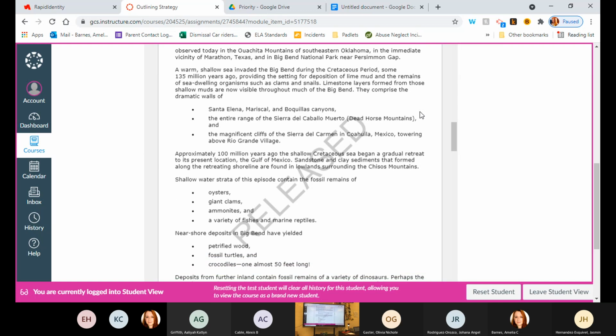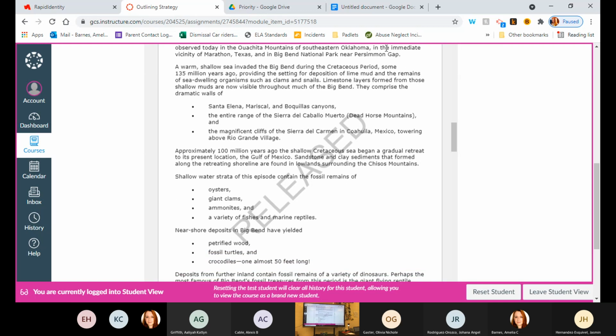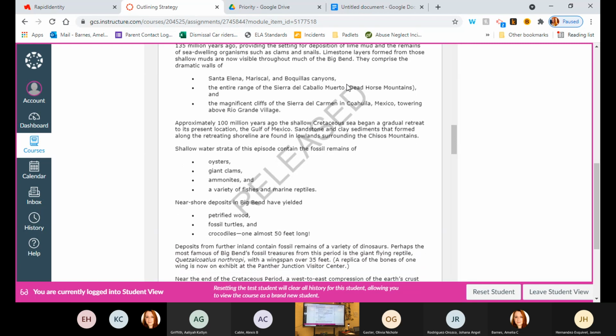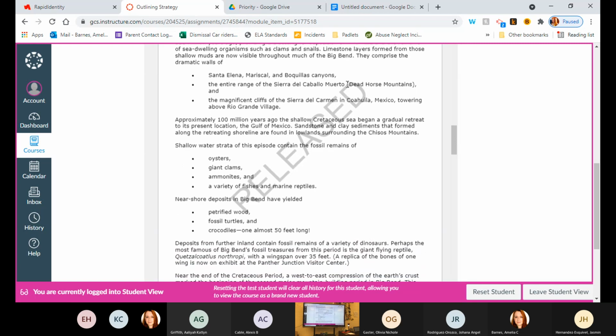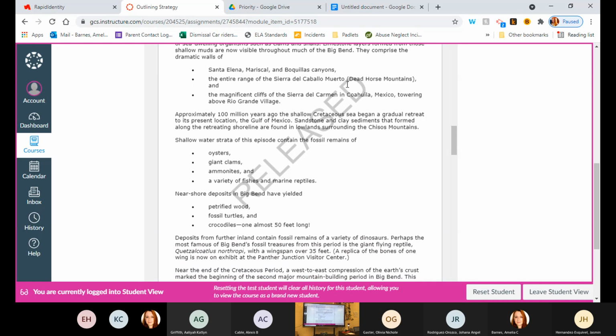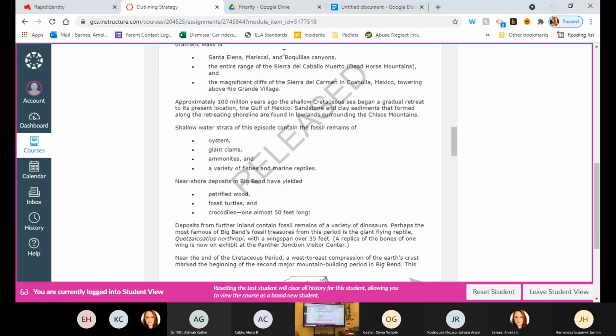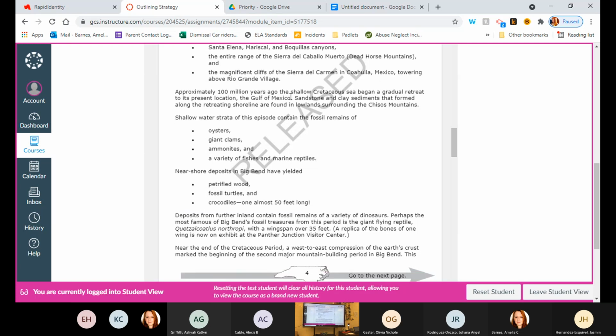A warm, shallow sea invaded the Big Bend during the Cretaceous period, some 135 million years ago, providing the setting for deposition of lime mud and the remains of sea-dwelling organisms such as clams and snails. Limestone layers formed from those shallow muds are now visible throughout much of the Big Bend. They comprise the dramatic walls of Santa Elena, Mariscal, and the Boquillas Canyons, the entire range of the Sierra de Caballo Muerto, Dead Horse Mountains, and the magnificent cliffs of the Sierra del Carmen in Coahuila, Mexico, towering above Rio Grande Village.